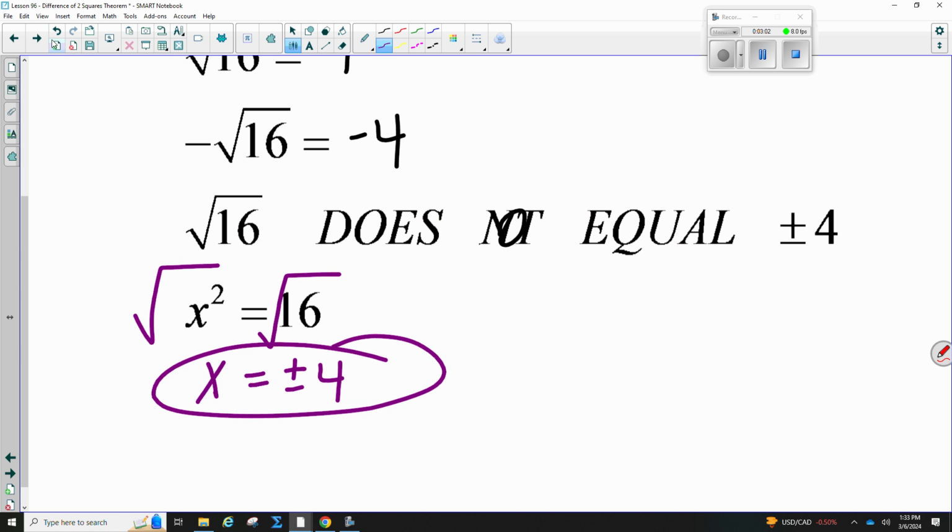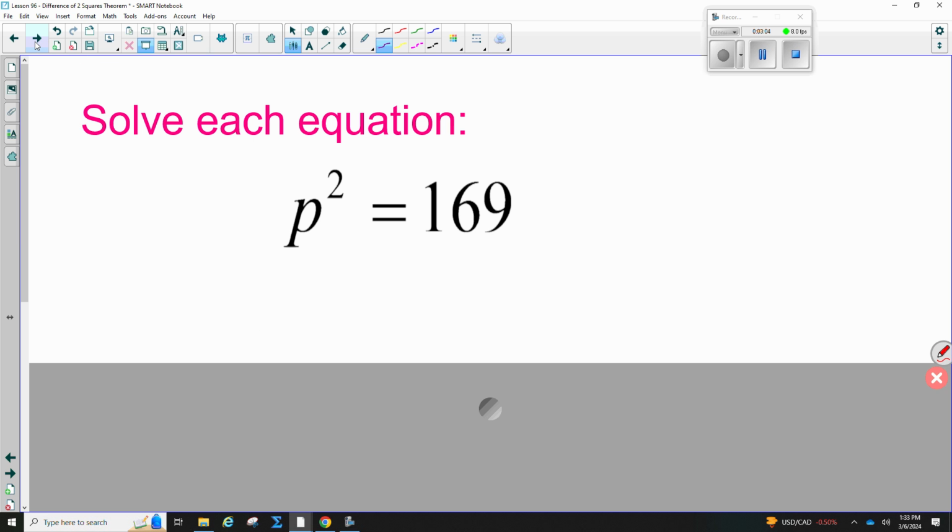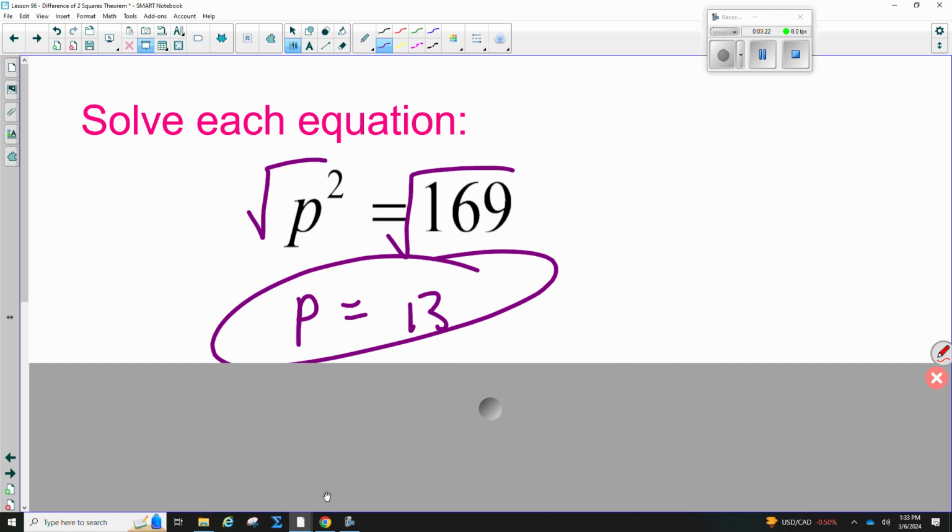All right, so let's solve a few of these. Some are nice, and some are not nice. So I have p squared equals 169, so I am going to square root both sides. The square root of p squared is p, and anyone know the square root of 169? It is 13. But what do I have to remember on this problem? Plus and minus. Don't forget the plus and minus. That's what most people forget.